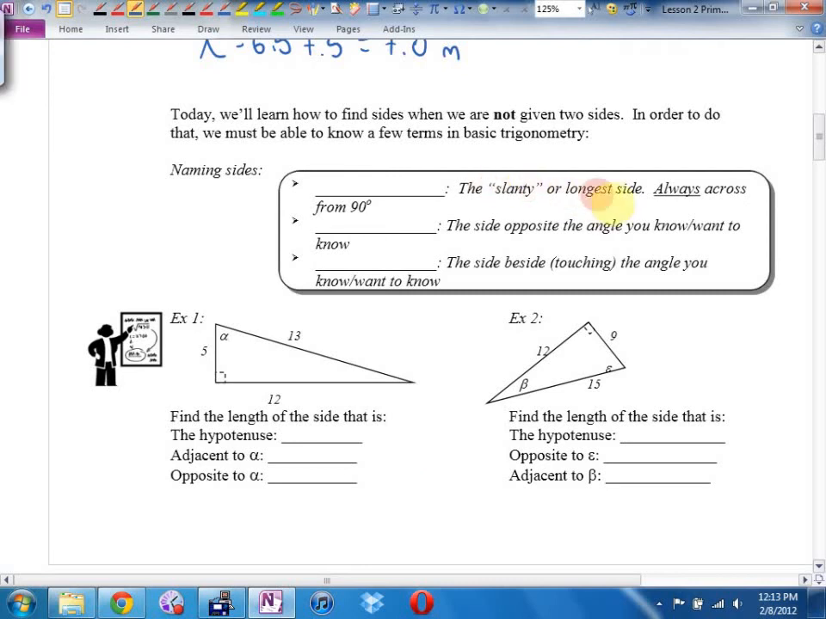The slanty or the longest side, always across from 90 degrees, this one you already know. This is the hypotenuse. I'll often use a lowercase h for that. Then we have the side opposite the angle that you know or want to know. Underline the word opposite. Another word for opposite is across from or facing. And in fact, we call it the opposite side.